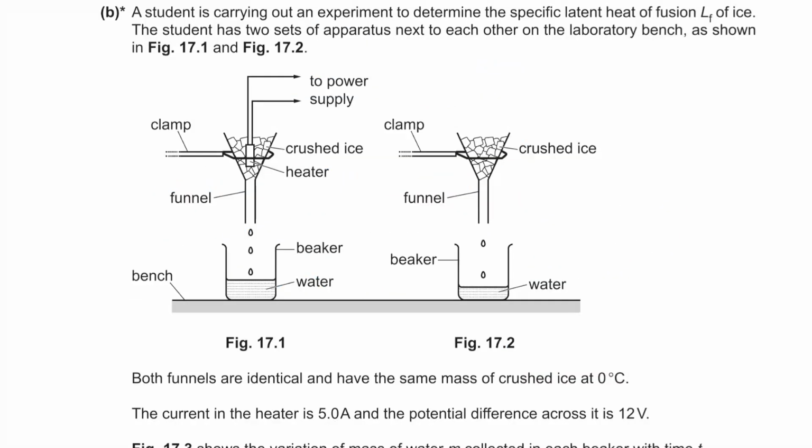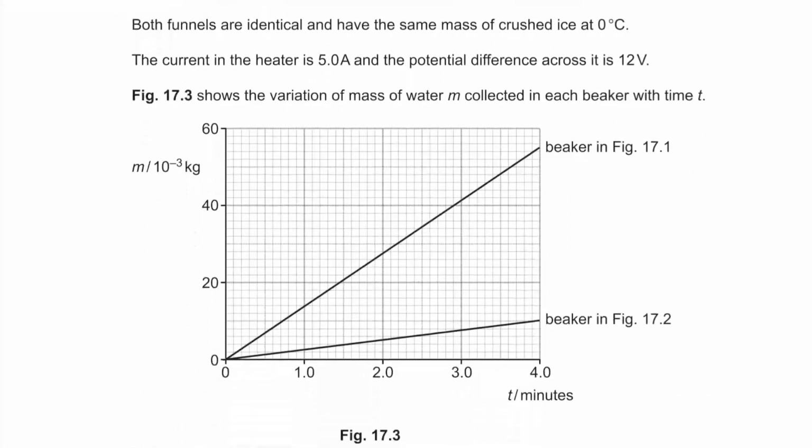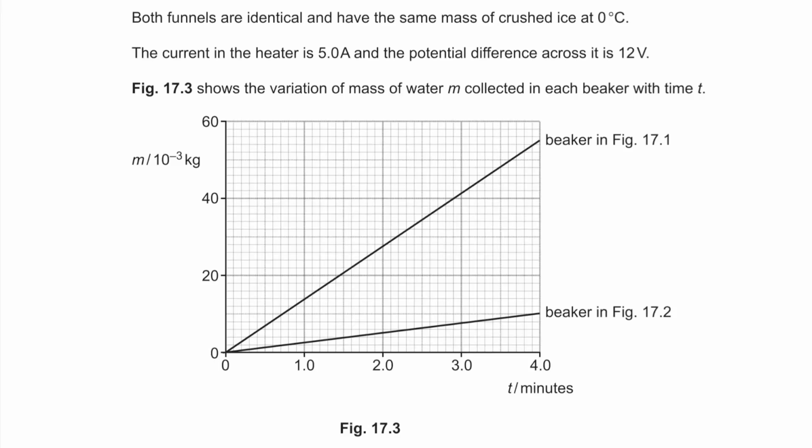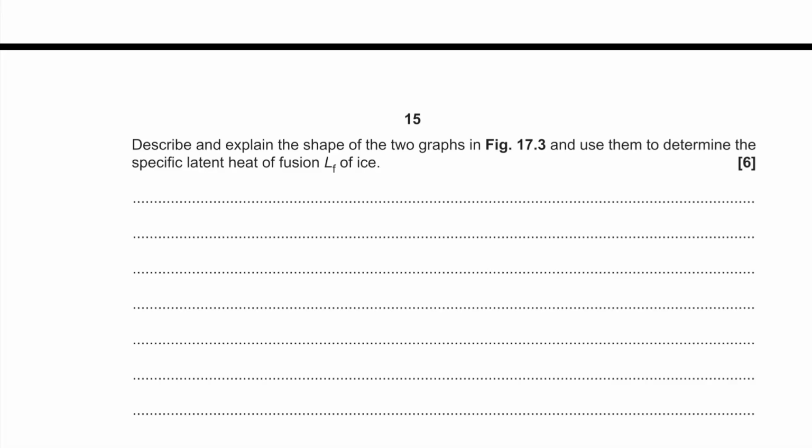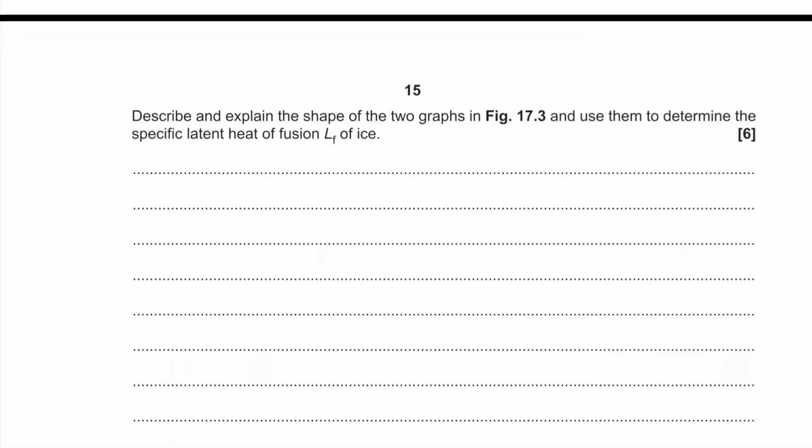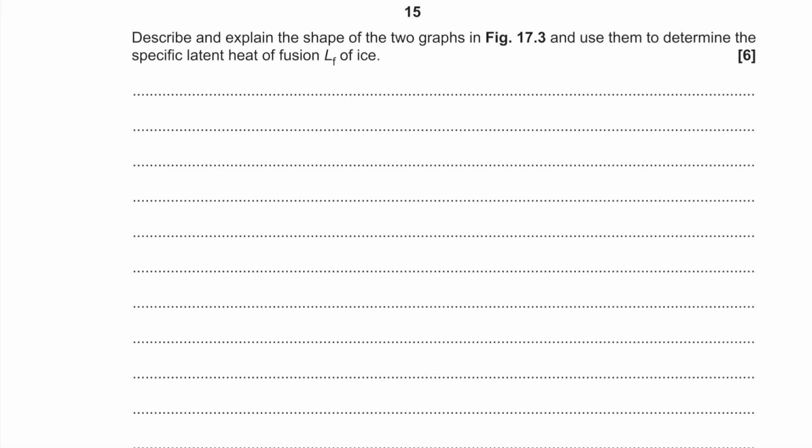Okay, B, we have a heater in crushed ice. Let's say complicated. Both funnels are identical and have the same crushed ice. Current is 5 amps and the PD is 12 volts. Describe and explain the shape of the two graphs and use them to determine the specific latent heat of fusion of ice.